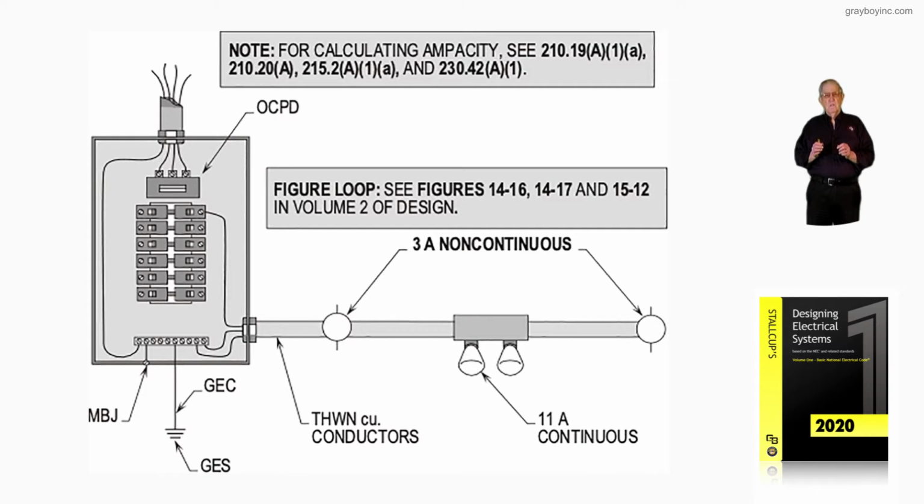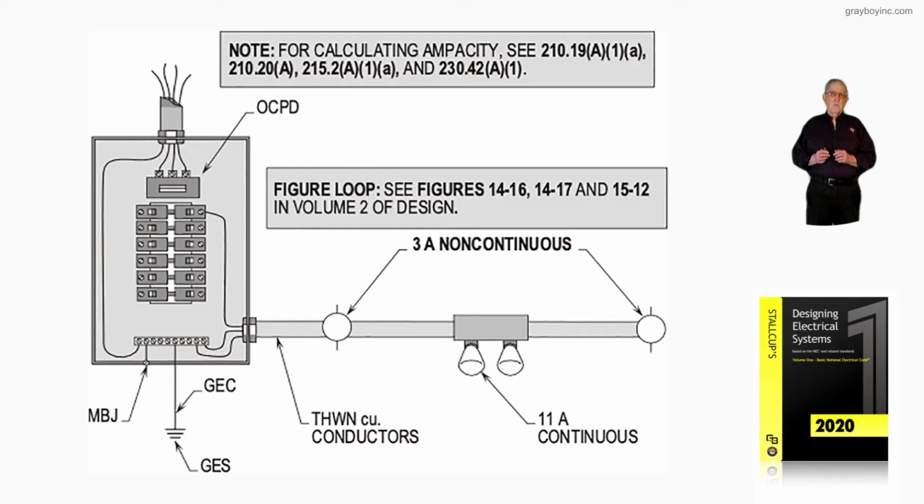This illustration deals with individual circuits that have a combination of loads, such as you see in the illustration. We have lights there, two non-continuous loads of 3 amps each, and an 11 amp continuous load. The conductors are THW copper conductors, and we have an overcurrent device ahead of this branch circuit. Now, before we dig into this too far, let's look at the note.